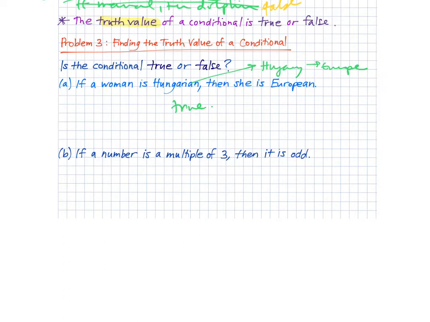Okay, and then for this next one, if a number is a multiple of 3, then it is odd. This one is false. We know it's false because we just have to think of a multiple of 3 that's not odd, right? What about 3 times 2? That's 6. So 6 is not odd, right? This is called a counterexample. I think we get to this on the next page, but this is false, and I've given a counterexample to prove that it's false.